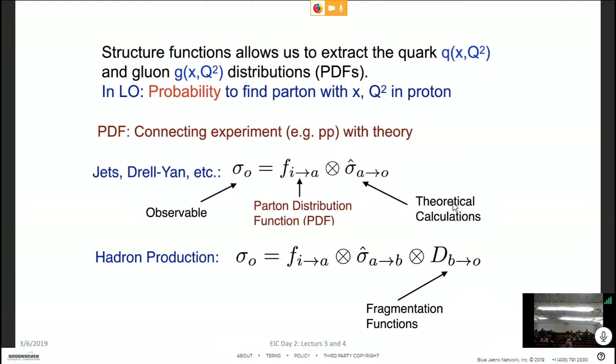So for example, if you have an observable, a hadron production, then you have the parton distribution functions of I to A times the theoretical cross-section that goes from A to B. And then there is a fragmentation function that goes from the B to an observable that we see, where A and B are partons inside. So that's where you need the fragmentation functions. Again, those are not calculable but measurable. There are efforts to calculate them, but they are measurable.